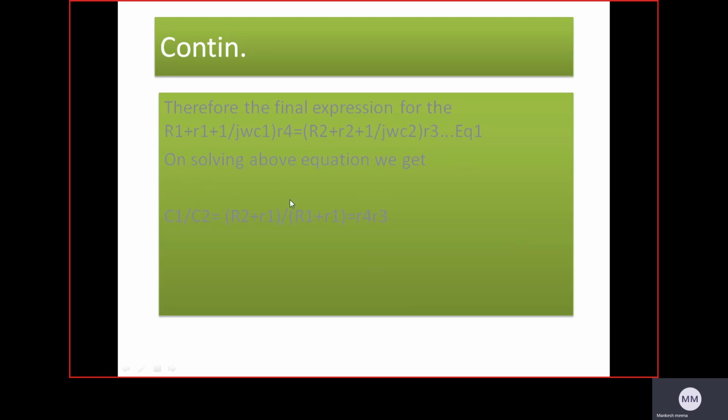Solving the above equation, we get C1 upon C2 equal to (R2 + r2) divided by (R1 + r1), equal to r4 multiplied by r3. We can calculate the value of the unknown capacitor C1 by this expression.